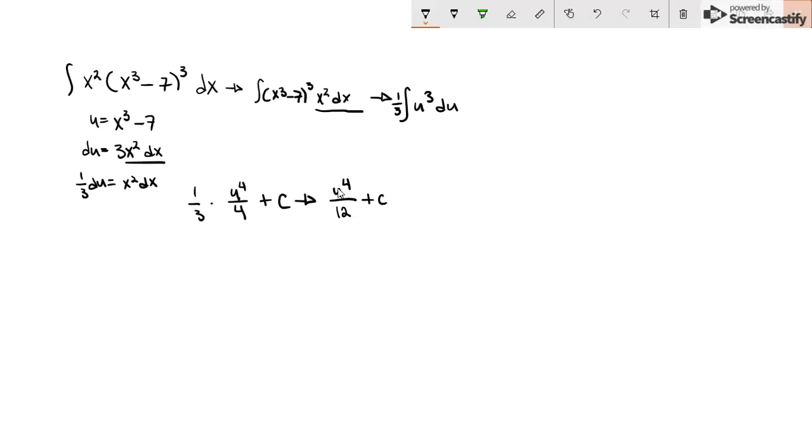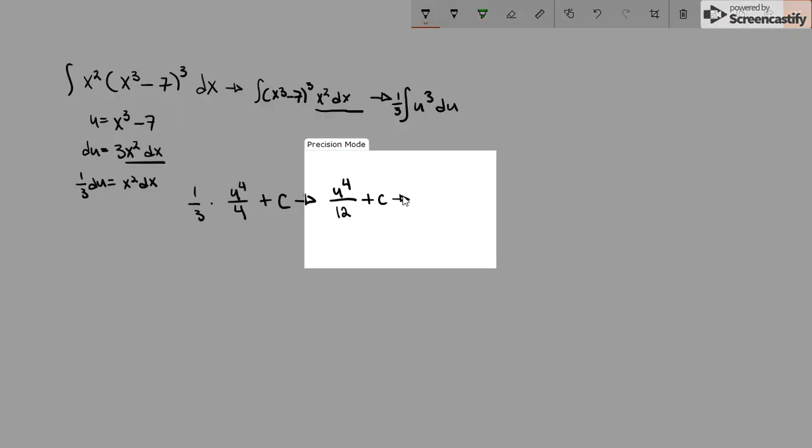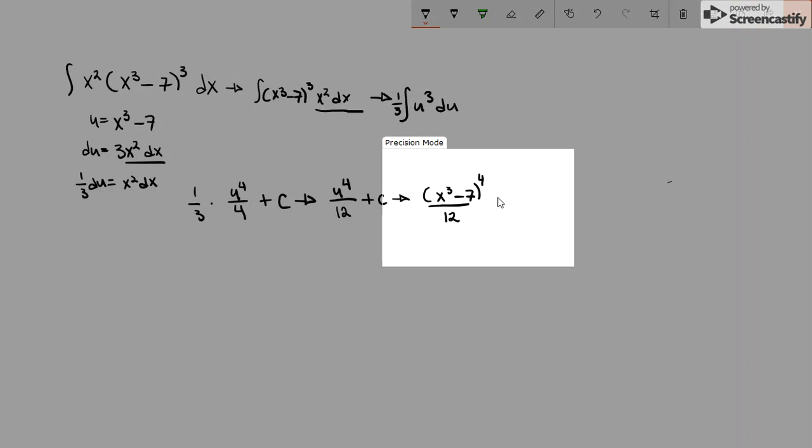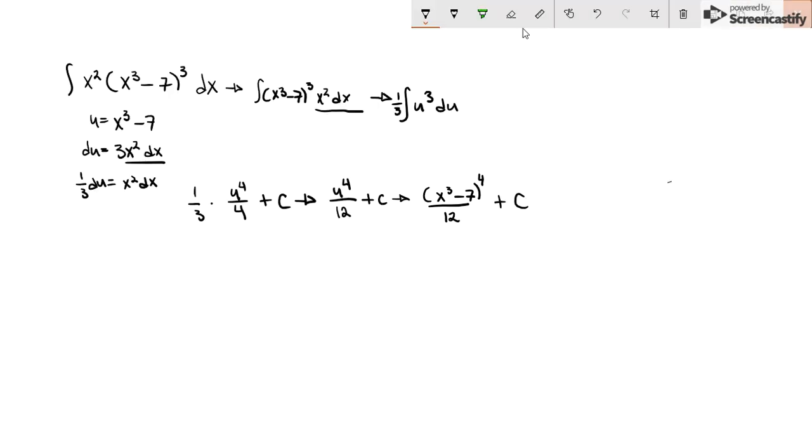Now this integral looks nothing like our original function. Our function had x's and cubes and all that, but this has only a u. So you're going to replace this u with your x cubed minus 7, the one you substituted for. So it's x cubed minus 7 to the fourth power over 12. And don't forget your plus c. And this would be your final answer.